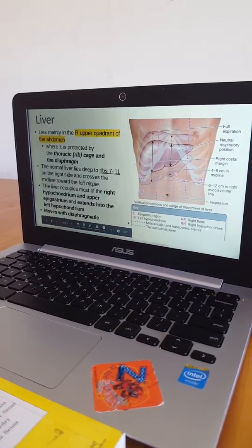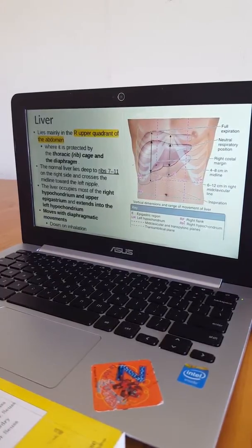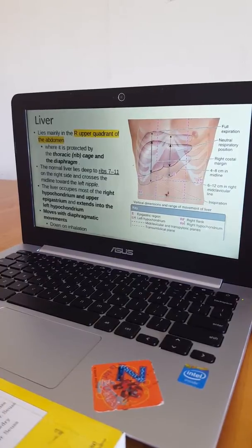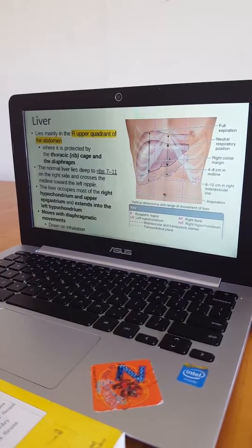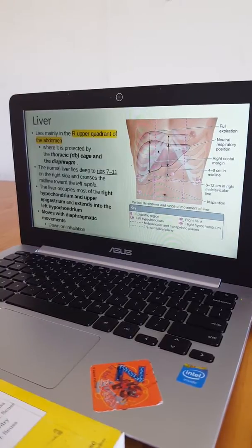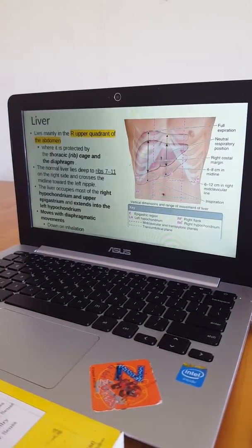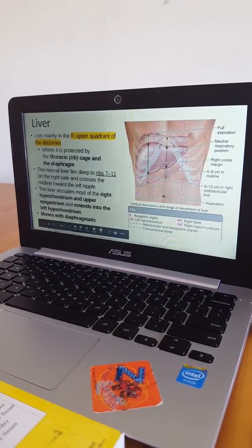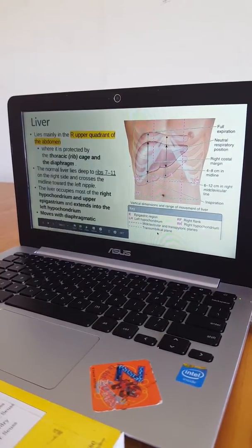It moves with diaphragmatic movements. Because the diaphragm is somewhere here, as we breathe in, the diaphragm goes down. As we breathe out, the diaphragm goes up. So as we breathe in, the liver goes down. As we breathe out, the liver goes up. This is a normal movement. So what they said here: down on inhalation and up on exhalation.